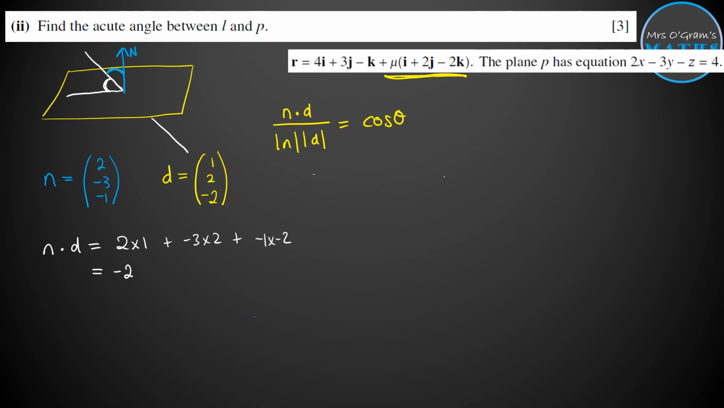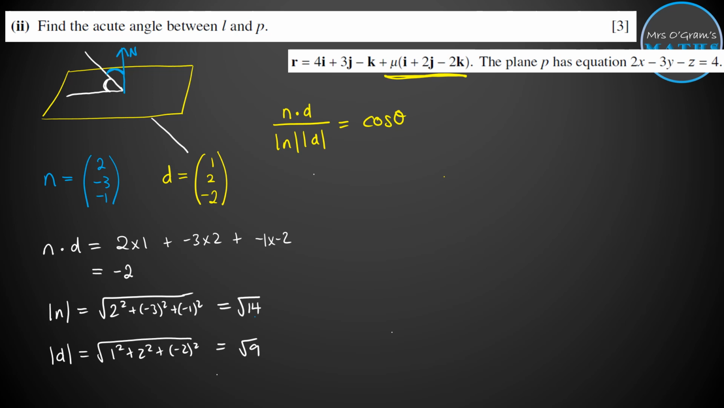So the scalar product is -2. And then the modulus of n is root 14, the modulus of d is root 9, which of course is 3. So cos theta is -2 over 3 root 14, so theta then becomes 100.26 degrees. So what we've actually ended up with here is, if we go back to our original drawing, we carry on that normal line down there. We've ended up with this angle here, because it's more than 90 degrees, so it's 100.26.